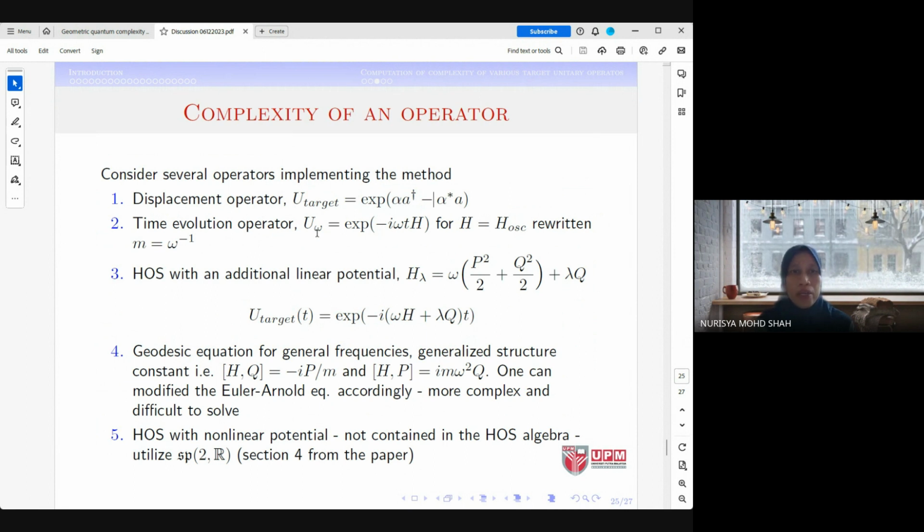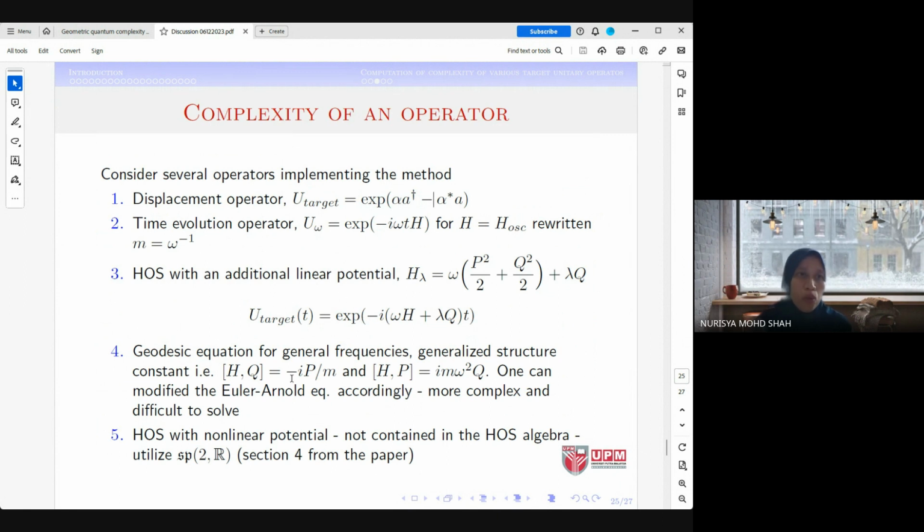They rewrite in terms of omega, where omega is related to the mass for the harmonic oscillator, right? And then they also consider the harmonic oscillator system with an additional linear potential, for which they add a second term of lambda Q, where the unitary target is now with respect to T. If you compare with time evolution number 2, they're just having omega, and then this one in terms of T.